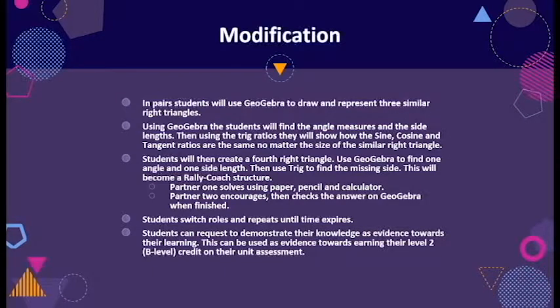This will become a rally coach structure where partner 1 solves the problem on the computer screen by using paper, pencil, and a calculator. Then partner 2 will encourage partner 1 along the way, and once the problem is done, they'll use GeoGebra to find the missing side length that partner 1 tried to find and evaluate their accuracy. Students will switch roles back and forth and repeat until time expires.